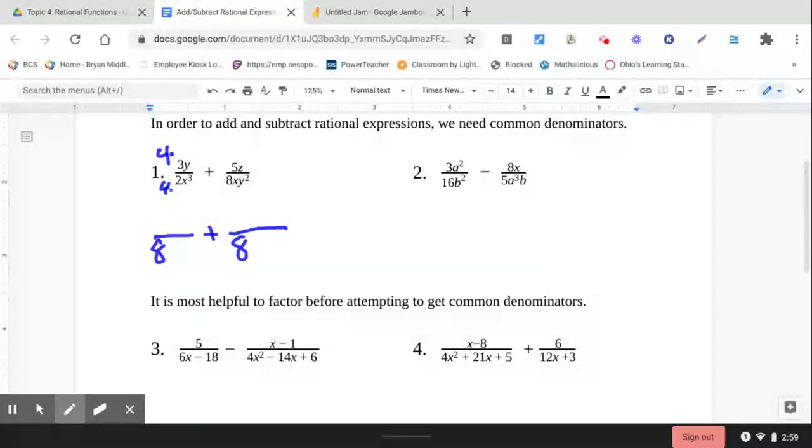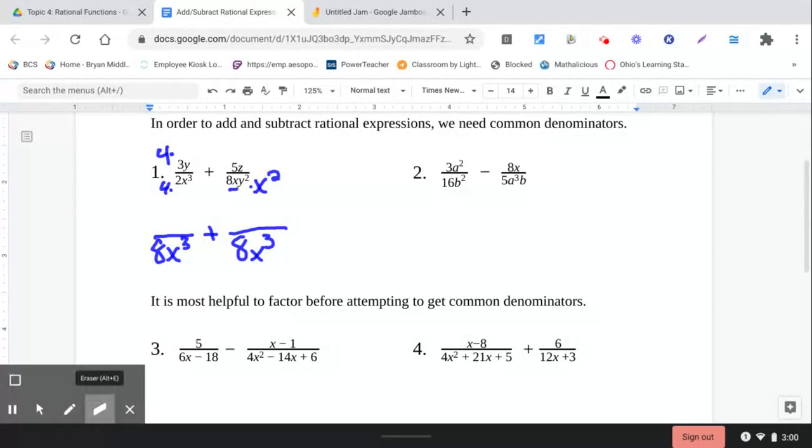Now we need to look at the x's. On the first fraction, we have x cubed, and on the second fraction, we have an x. So we're going to go with the highest exponent. Our common denominator needs to be x cubed. Now, this first fraction has an x cubed. The second fraction only has an x. So in order to get an x cubed, we're going to have to multiply this one by x squared, because now you can see that x times x squared will give us that x cubed.